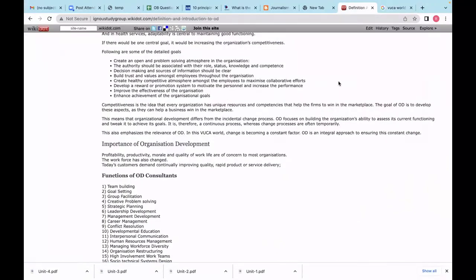VUCA is not an OD term. This is a general term which talks about how the world generally is. It is very, very complex to understand. It is not easy to understand. It changes very rapidly. It requires agility, right? And you need to be creative to solve this particular complexity. All those things are the VUCA world. So OD is very much required and it needs to go on to deal with this VUCA world, in order to keep the organization effective. It's not a one-time job. This is something which is going to happen day in, day out, and it needs to happen continuously.